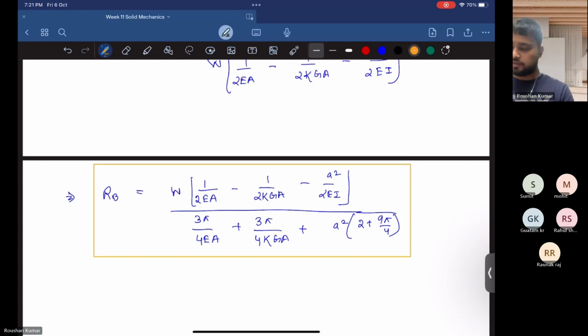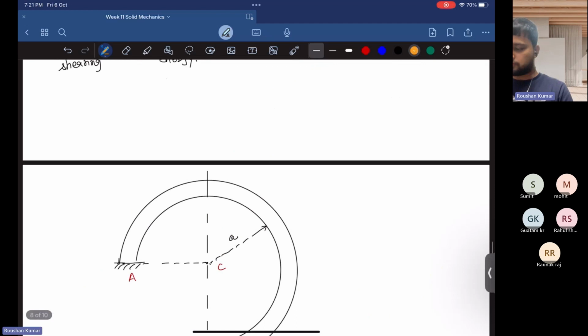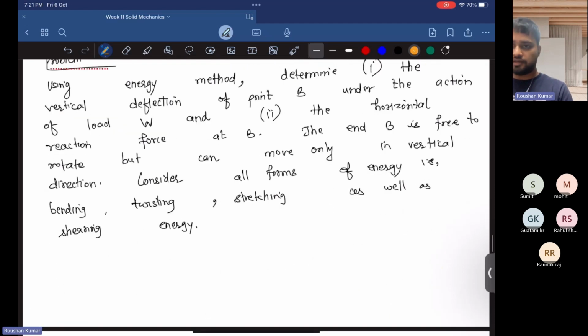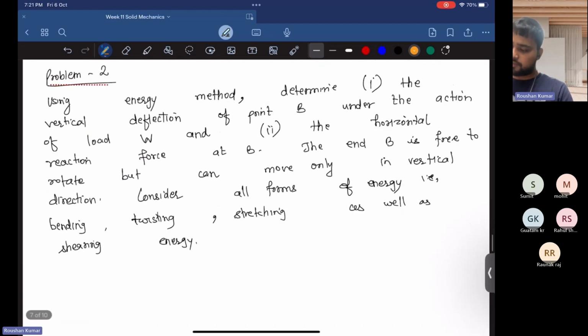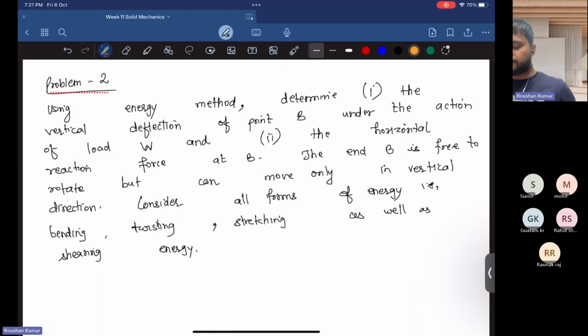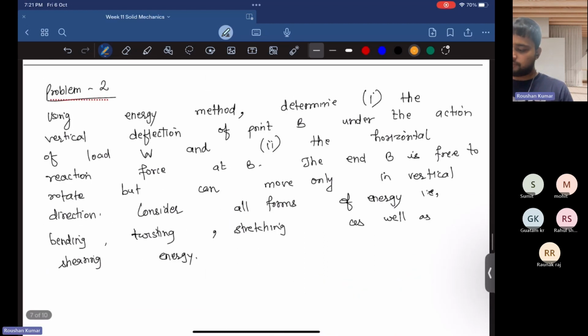Okay. So we have two questions asked here. The first part is the vertical deflection of point B under the action of load W. Still we have to find this. The horizontal reaction force at B, we have found the value of, and the next part is the vertical deflection at point B under the action of load W.